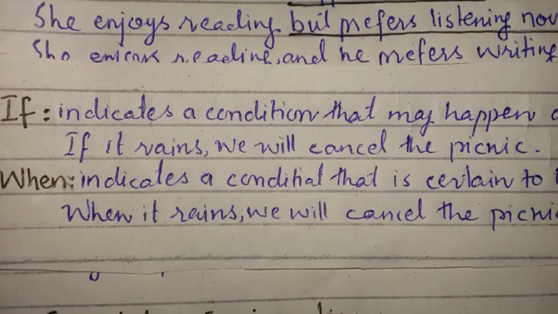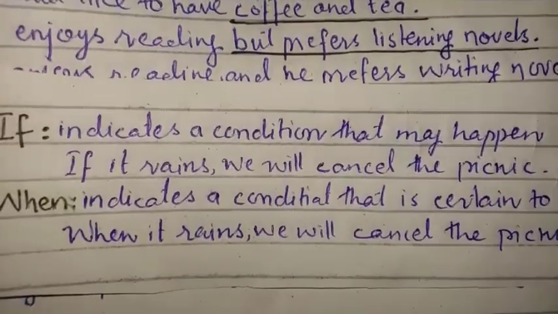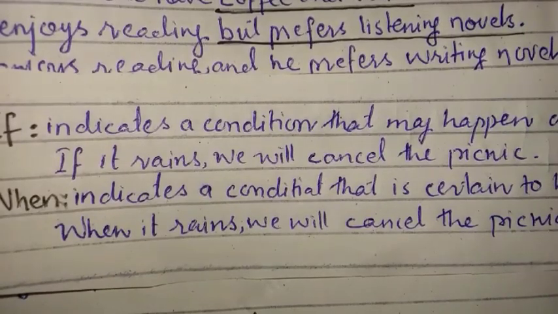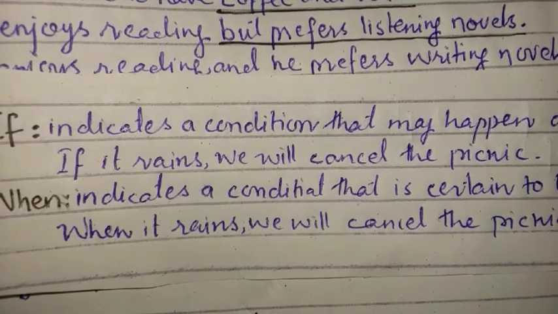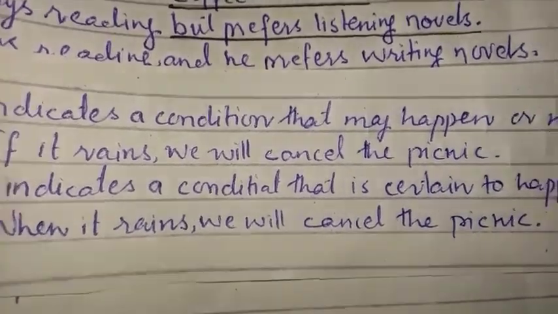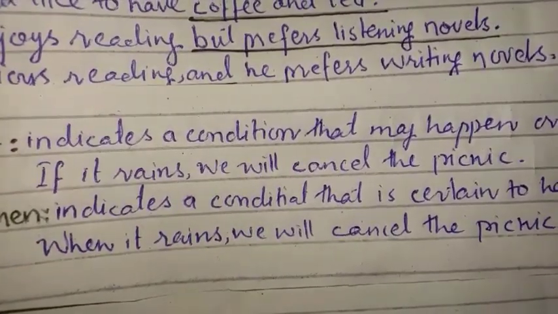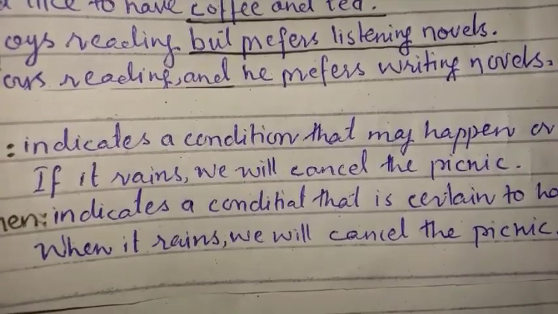Here is the difference between if and when. If indicates a condition that may or may not happen. For example, if it rains, we will cancel the picnic. We don't know; we are not certain. Either it will rain or not, or either we will cancel our picnic or not. When indicates a condition that is certain to happen. It means when it rains, we will cancel the picnic. It means anyhow we have to take action.